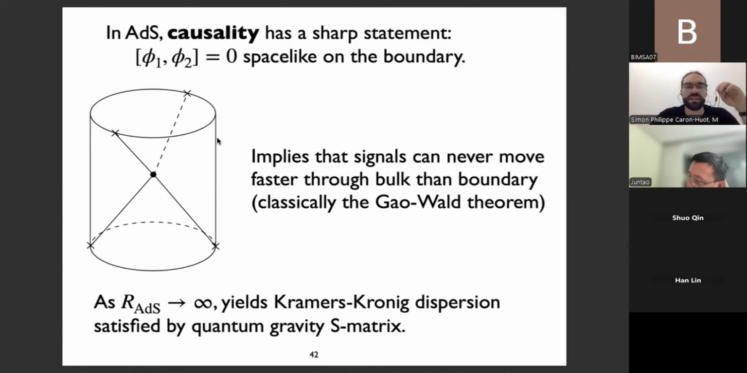This shows that dispersion relations are compatible with quantum gravity. You don't need to have such time advances. That's one of the lessons.